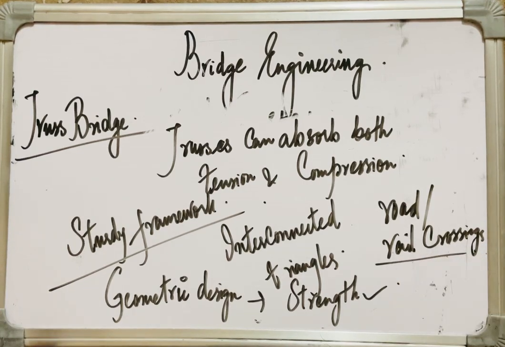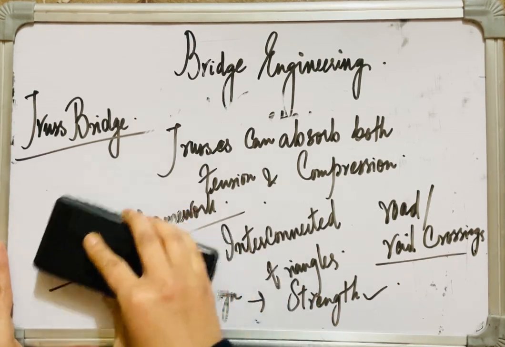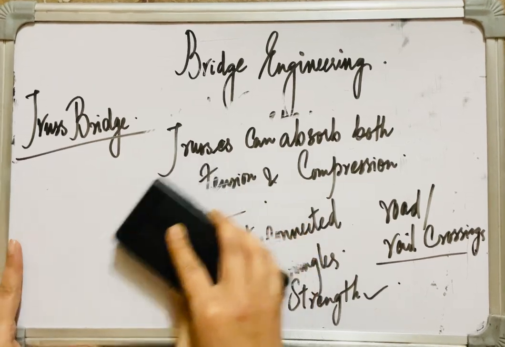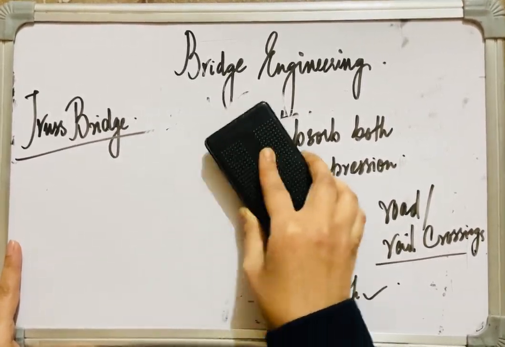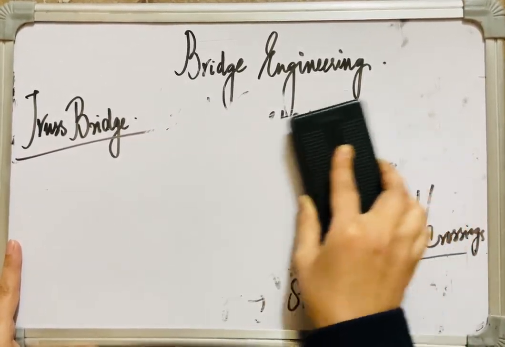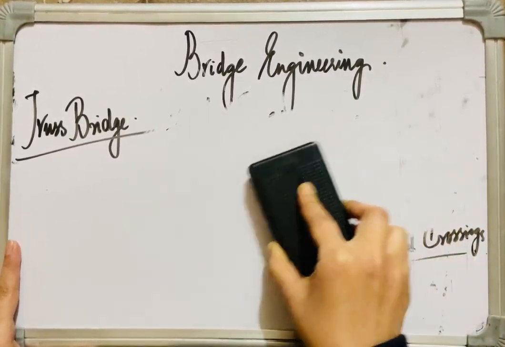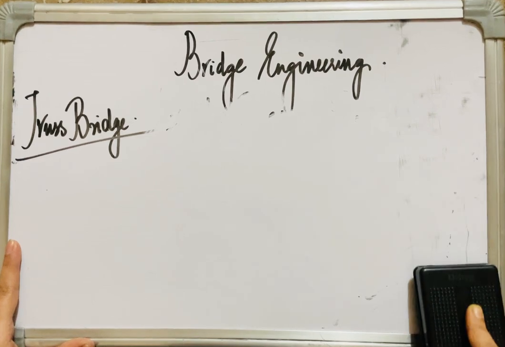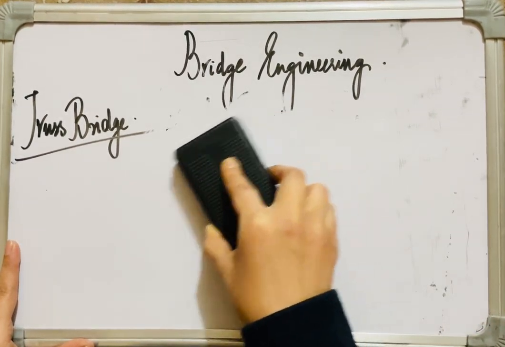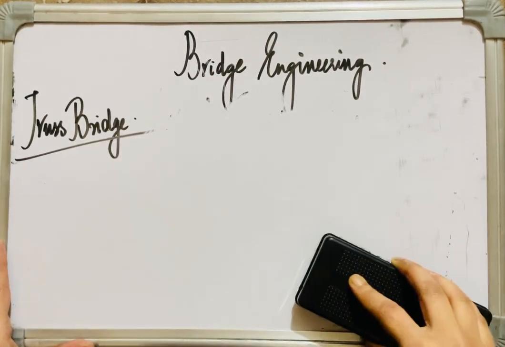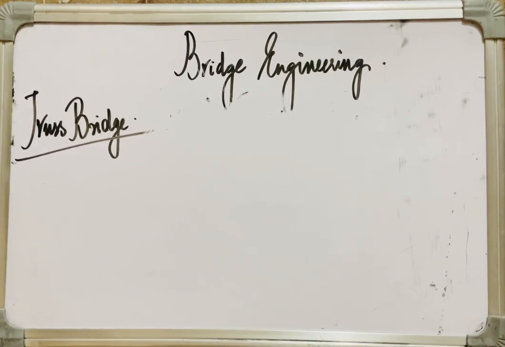All right, so a truss bridge is a bridge in which the deck is supported by means of steel trusses. These triangular units, this geometry, gives them exceptional strength, and they are capable of absorbing both tension and compression, and they are ideal for both road as well as rail crossings.